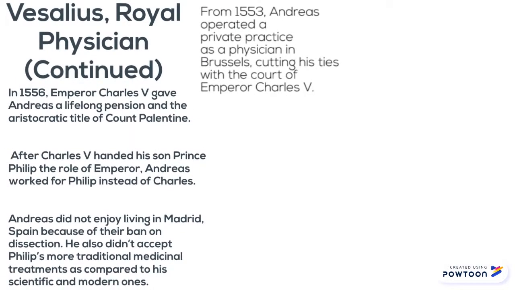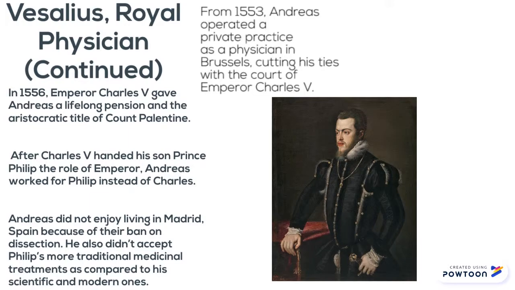From 1553 to 1564, Vesalius operated a private practice as a physician in Brussels, cutting his ties with the court of Emperor Charles V. Despite this, Emperor Charles V gave Andreas a lifelong pension and the aristocratic title of Court Palatine in 1556. After Charles V handed his son Philip the role of emperor, Andreas began working for Philip. However, after accompanying him in Madrid, Spain, Andreas realized that he didn't want to work for Philip any longer.